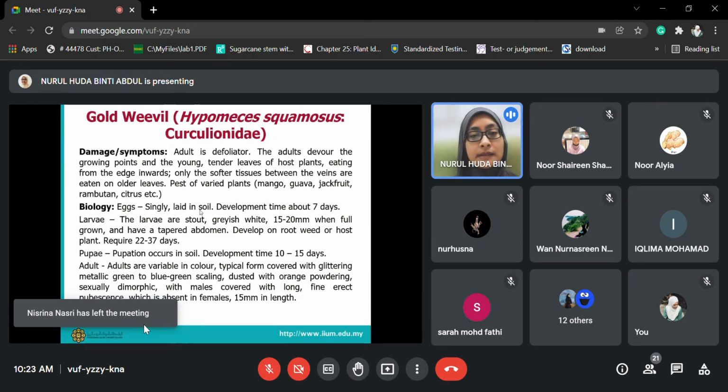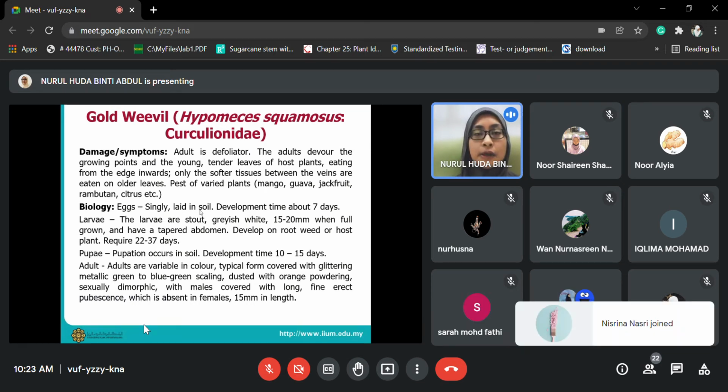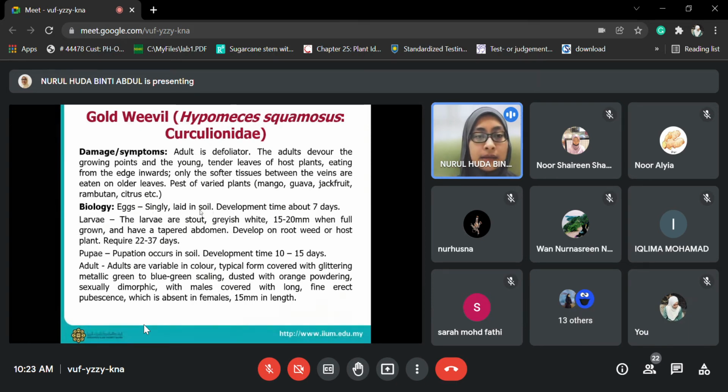So maksudnya when we are talking about gold weevil damage, the most damage is actually observed in the adult stage, okay, rather than the larval stages. Since larval stages, bila dia duduk kat luar, mungkin dia makan just akar pokok, akar weed kan. So the damage tu kita tak boleh kesan, except for the adult. And for the pupa also occur in soil, and development time is between 10 to 15 days.